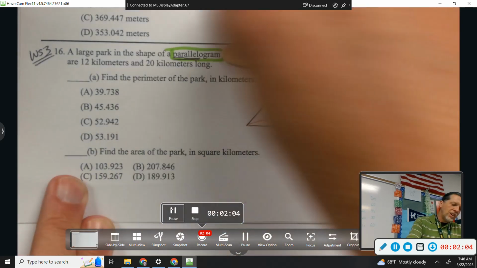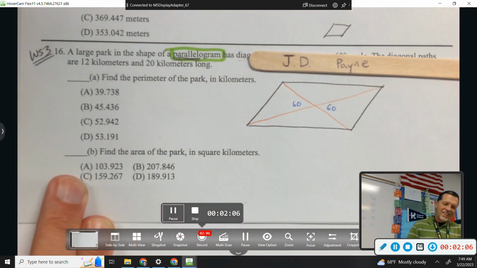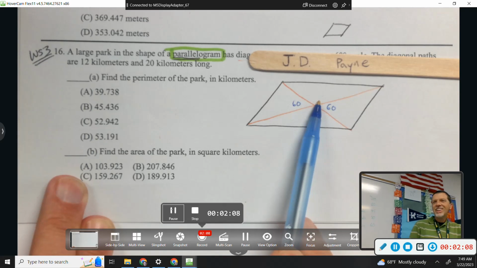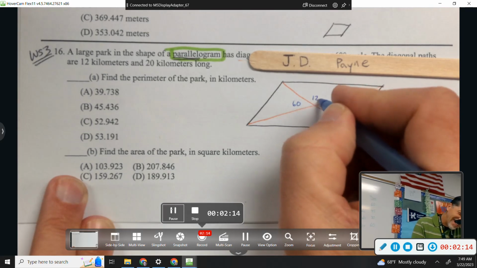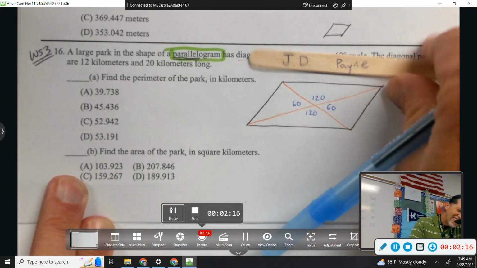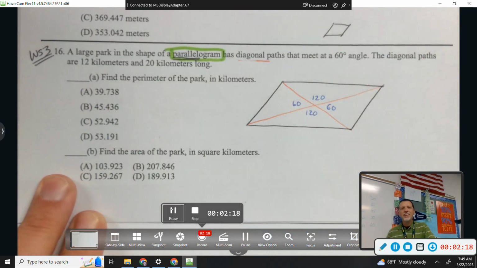So JD, you get the easy question. I think an easy question. What's this angle then? 30. No. 120. 120. A lot of geometry review going on.